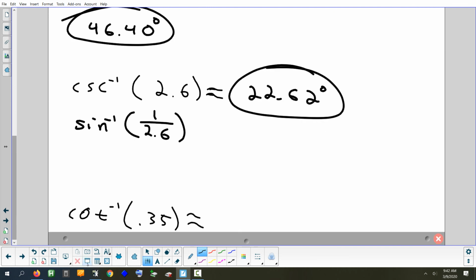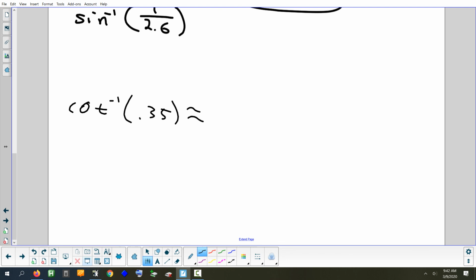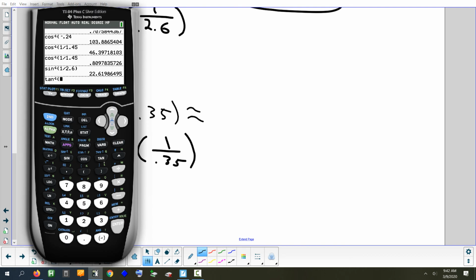And last one. How would I type in to get the answer for the inverse cotangent of 0.35? Well, step one, you could look at the table. That's not going to help you. So now step two, we got to go to the calculator. Yep. Type in inverse tangent of 1 over 0.35, and you get 70.71.